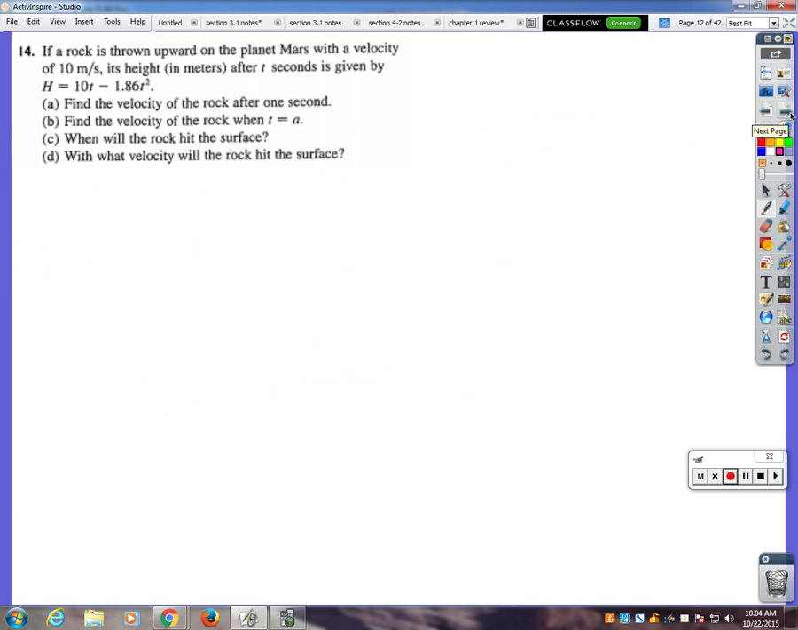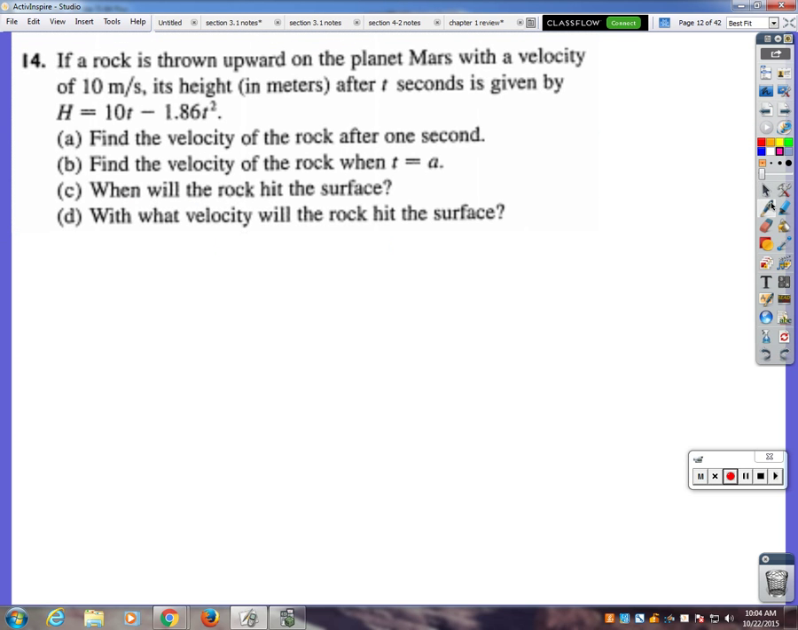Okay, number 14. Number 14, same deal as the last one. If a rock is thrown upward on the planet Mars with a velocity of 10 meters per second, and so on. Find the velocity of the rock after 1 second. So, same dealio. What am I going to do to solve this problem?